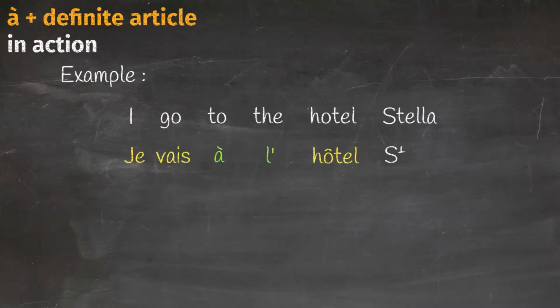The hotel, Stella. À l'hôtel Stella. I can see à plus l'apostrophe. Well, no combination is needed. The sentence is already correct. Je vais à l'hôtel Stella.